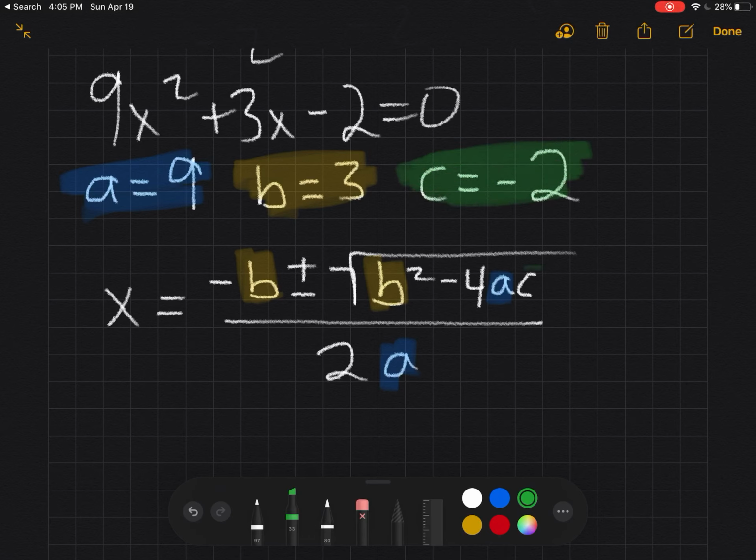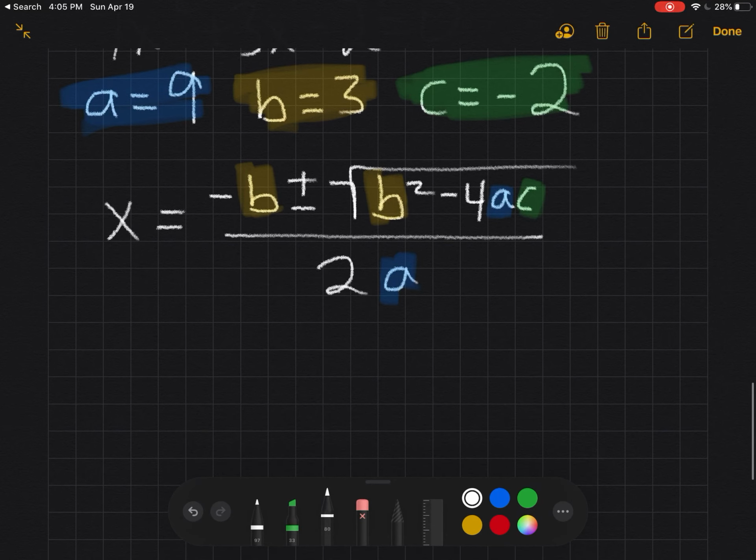So a is equal to 9. Everywhere I see a in this equation is going to be the number 9. b is equal to 3. So everywhere that I see b in this equation, I'm going to replace it with a 3.